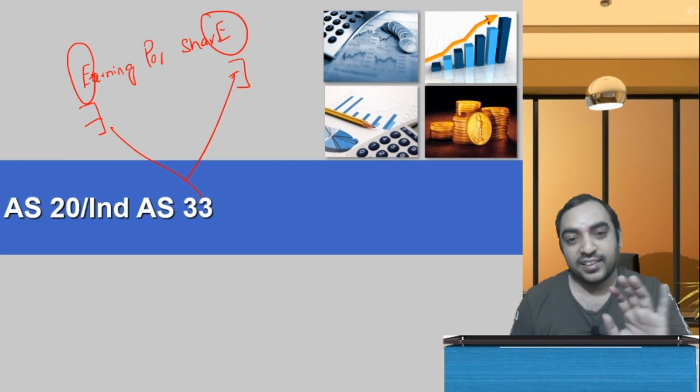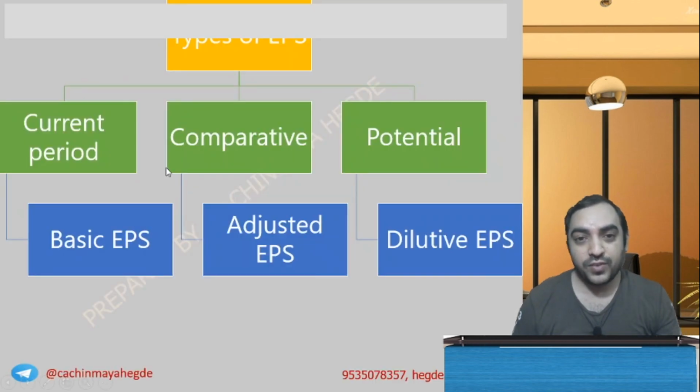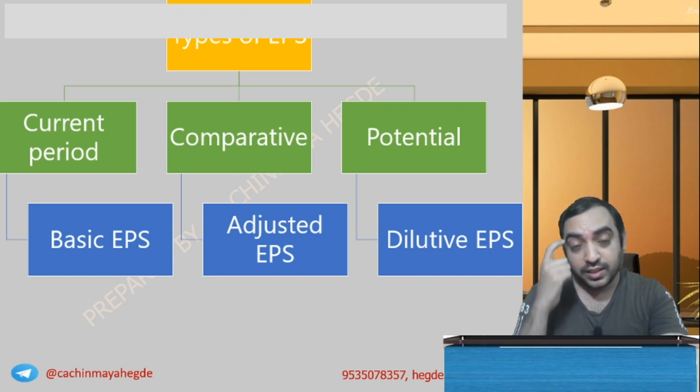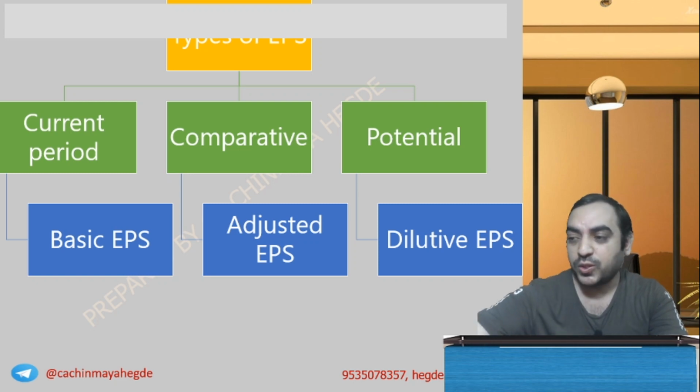So let's go forward then. We have three types of EPS: current period EPS, previous year EPS, and future year EPS. The answer key for that test series also I will share today after this. Don't worry, I'll definitely share.